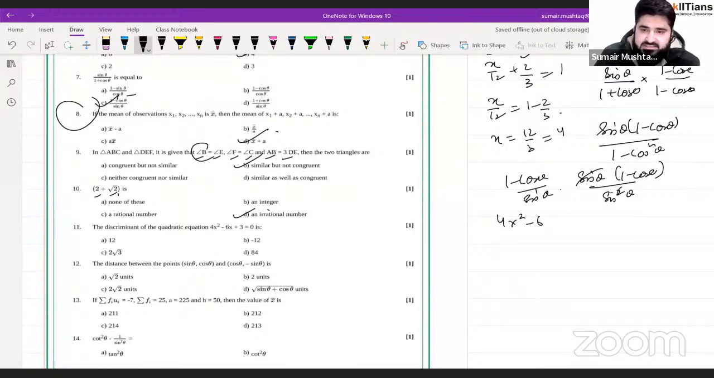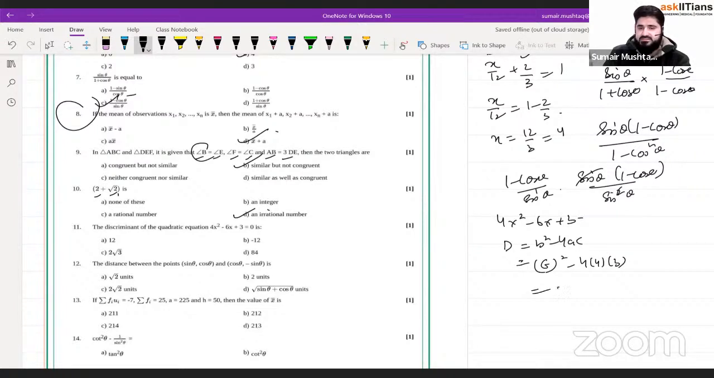What is the discriminant of 4x square minus 6x plus 3? Okay, this is D is equal to b square minus 4ac. As you know, b is minus 6, that is 6 whole square, so this is 6 whole square minus 4ac. Yes, this is 36 minus, how much will this be? 4 times 4 is 16, 16 times 3 is 48, that is equal to negative 12. Yes, this is correct.